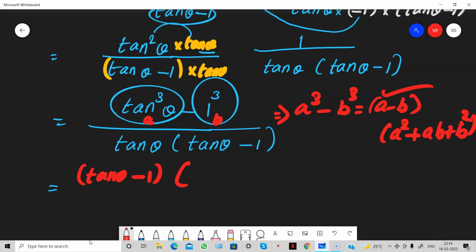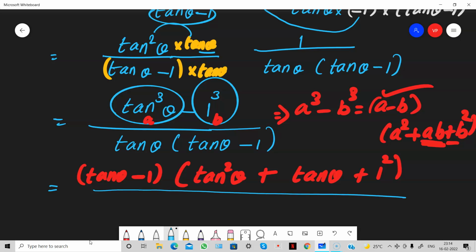So, what's the next step? a square. So, that is tan square plus ab. So, what is your a? It is tan theta and times 1. Right? So, there is no need to write 1. Okay? Then plus, see, this is plus, 1 square. Okay, divided by, write this one, tan theta, tan minus 1.